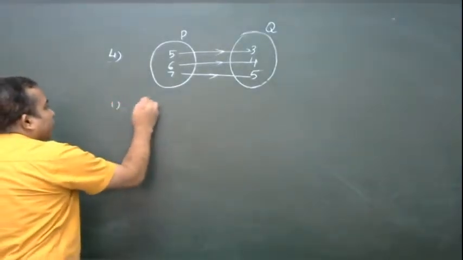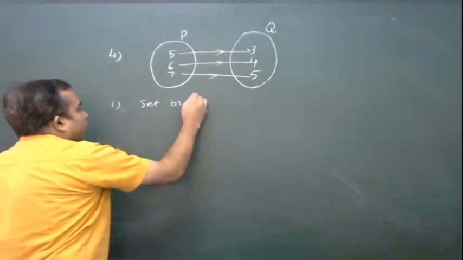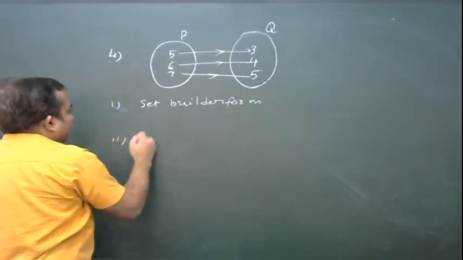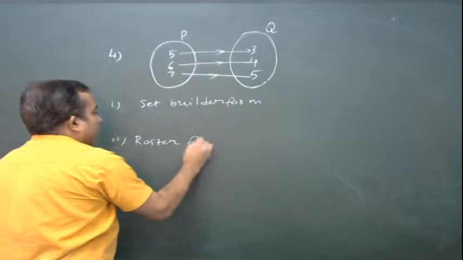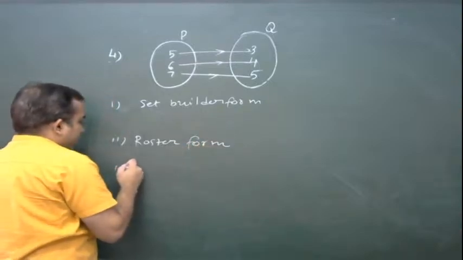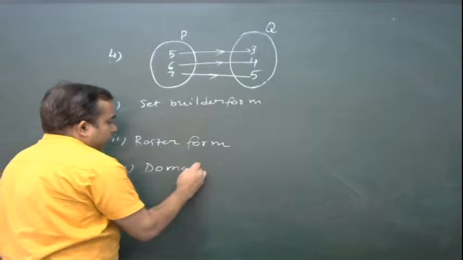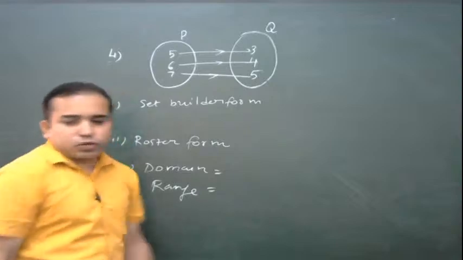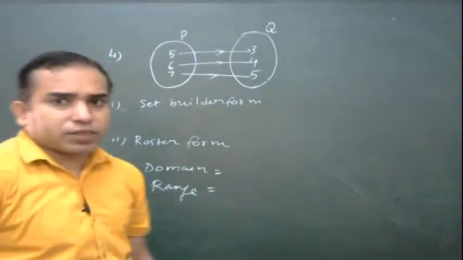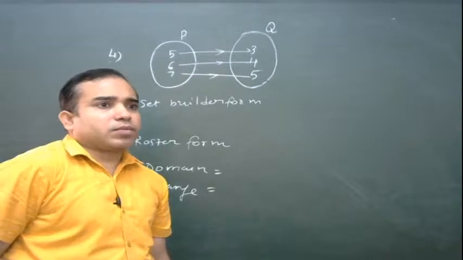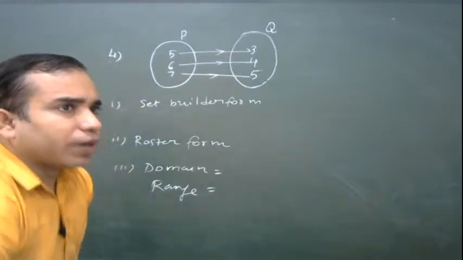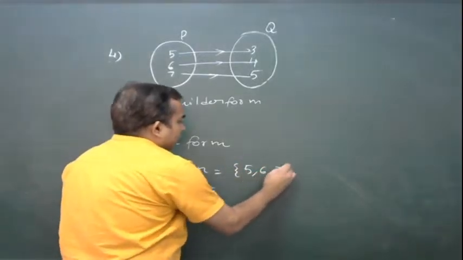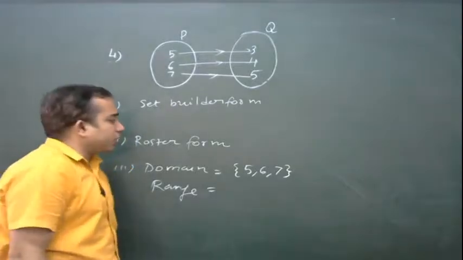So, first of all, set builder form. I have to write set builder form, roster form, and its domain and range. Let us write all; in any sequence we can do it. Domain means set of first elements, isn't it? Domain means set of first elements: 5, 6, 7. Within braces we have to write.